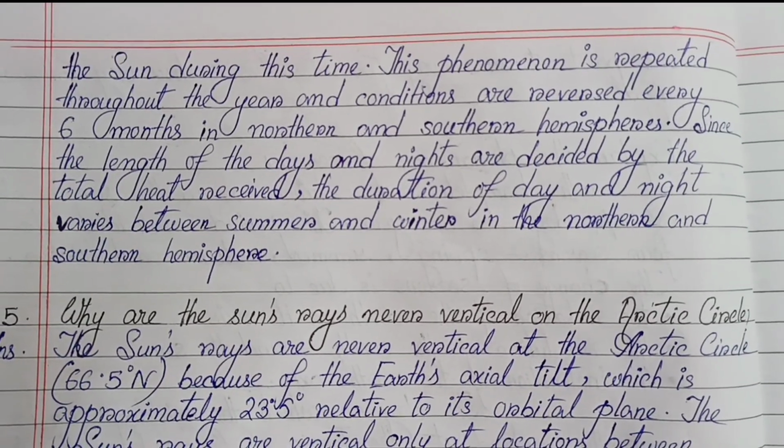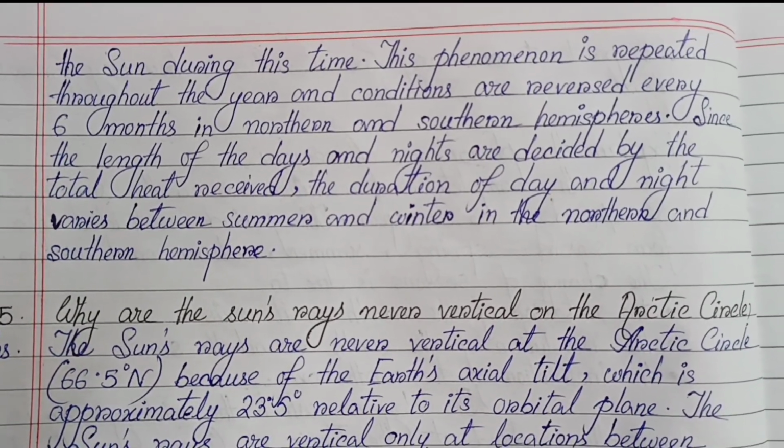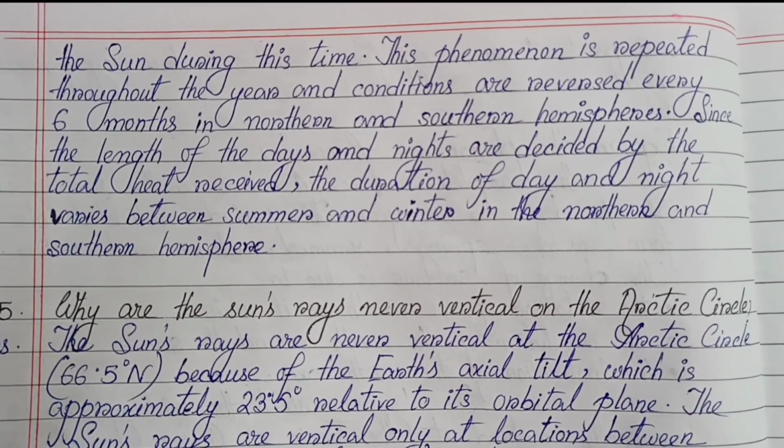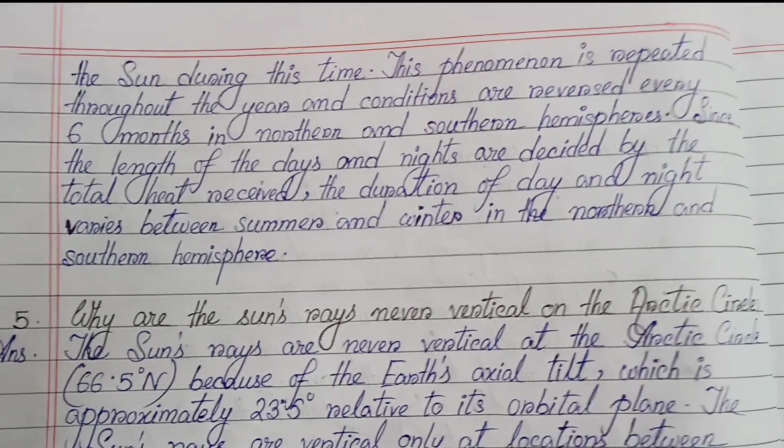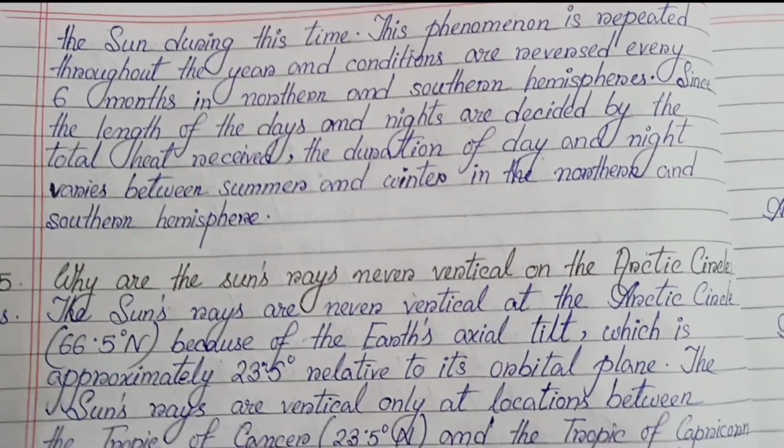Since the length of the days and nights is decided by the total heat received, the duration of the day and night varies between summer and winter in the northern and southern hemispheres.